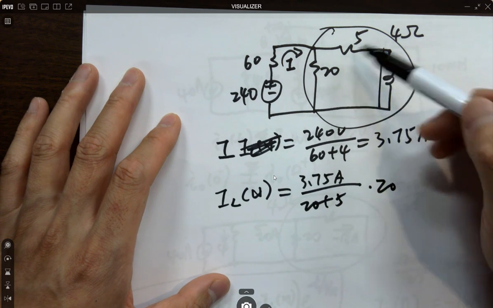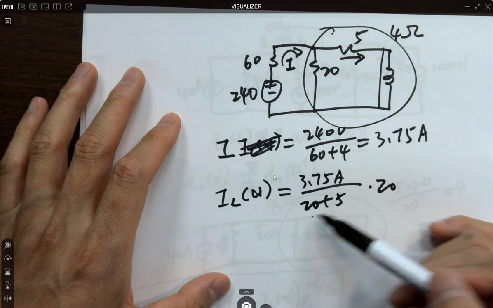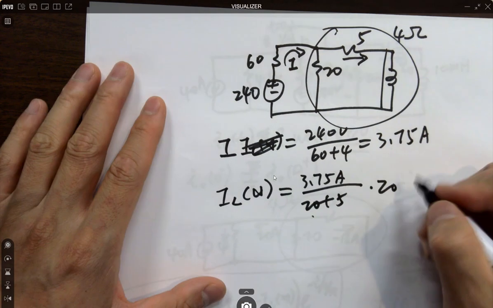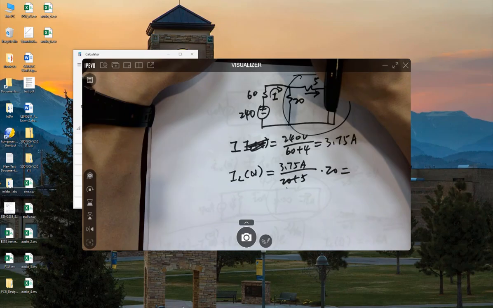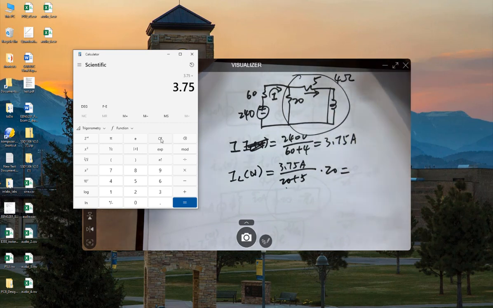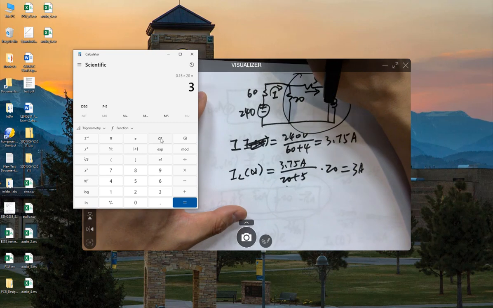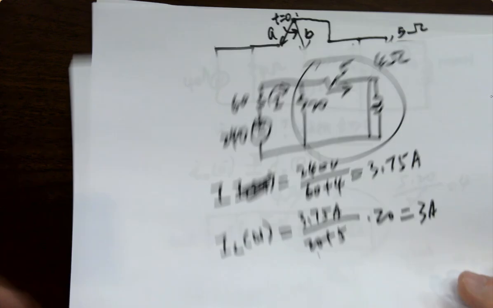Remember the current divider. If you want to find the current here, you divide by the summation of the two resistances and then multiply by the resistance in the other branch. So this becomes 3 amps. Okay, and plug it back in here.